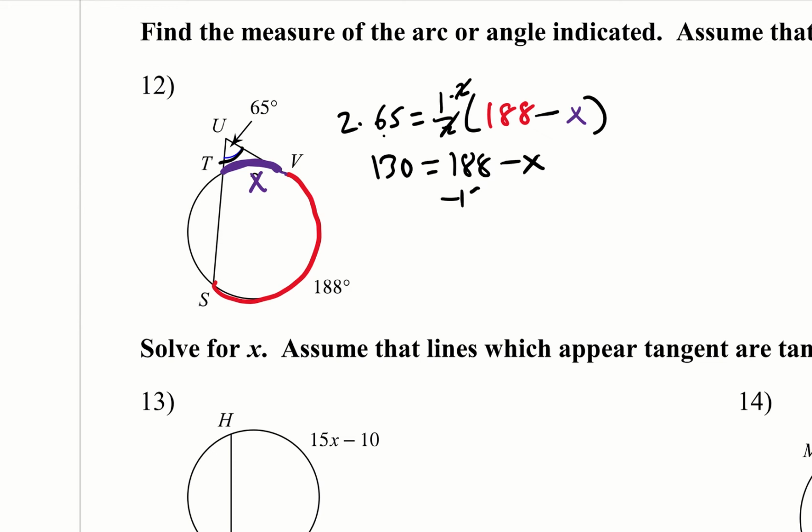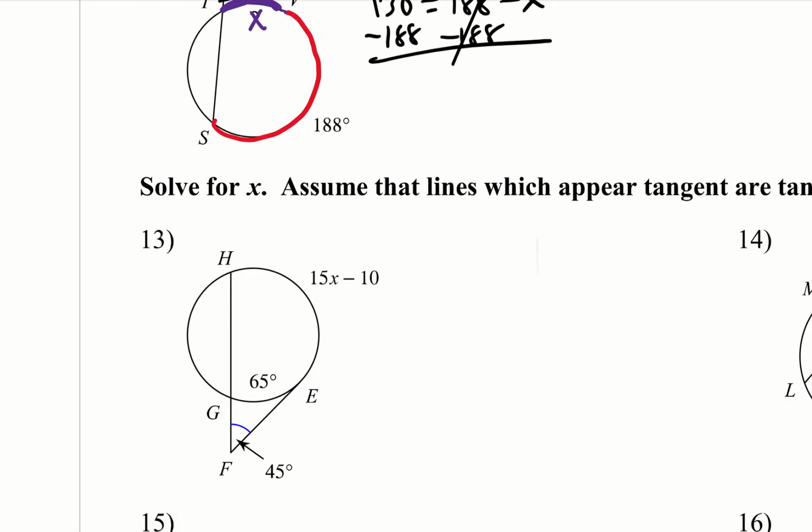Then we can subtract 188 on both sides. And I'll leave that to you guys to solve for x there. It's not very hard to do, but there's the hard work for it.